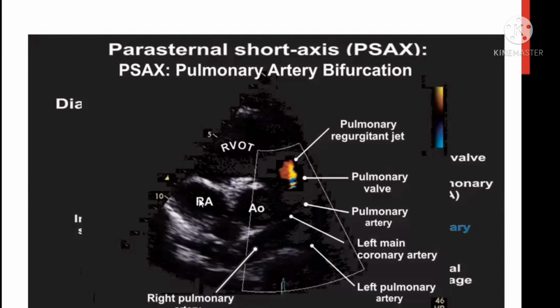Then you go to the right atrium, then the right ventricle. And now we go to the pulmonary valve, and then right and left pulmonary artery. So this is a pulmonary regurgitation jet. You can measure the diameter here. Okay, you can see the size of the pulmonary trunk. You can estimate, and then look for pulmonary hypertension.